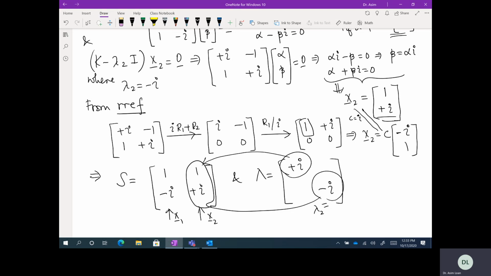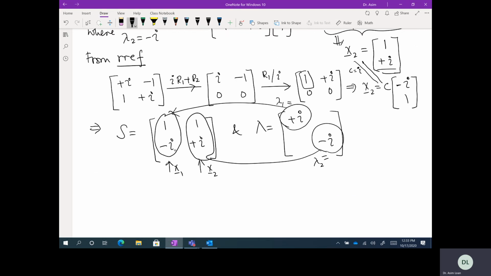I'm sorry, this is not here. This is this one. This is lambda 1 equals iota. This is lambda 2. So corresponding eigenvectors and corresponding eigenvalues. If you swap these two, then you have to swap these two too. Okay. And you can again go home and check S inverse K times S is this one. So go home and check whether this is.